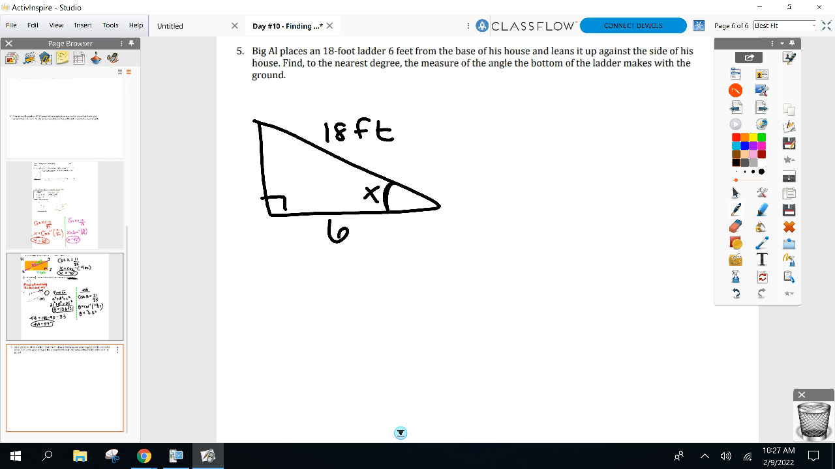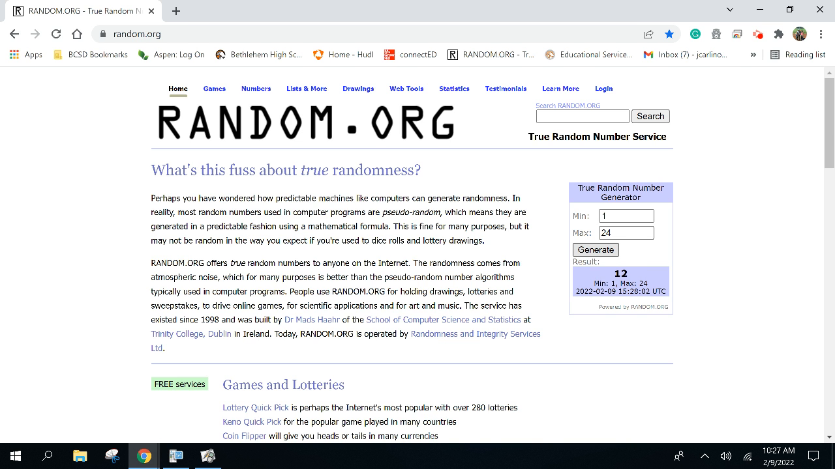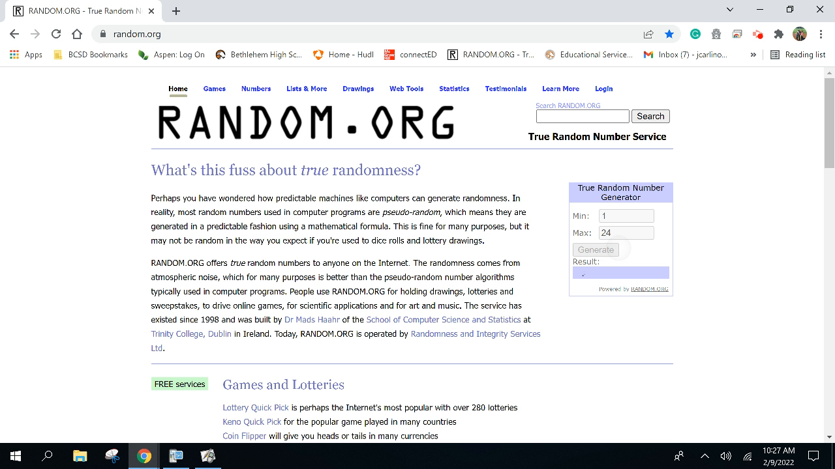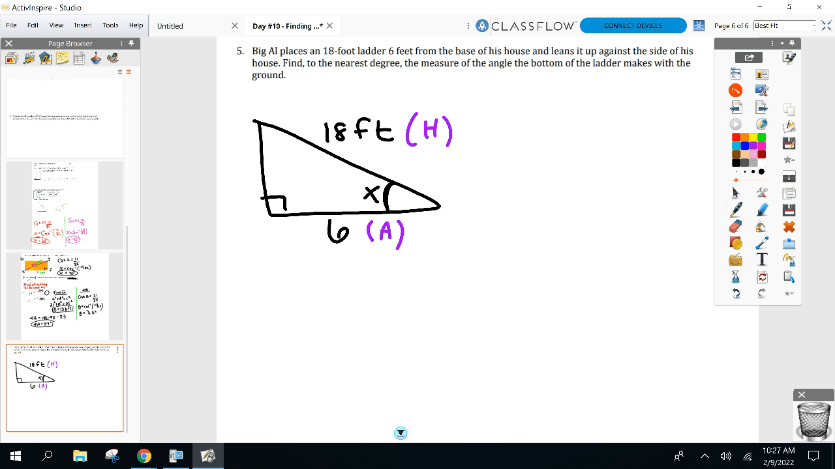All right, what sides were you given? Let's finish this strong. What sides do I have? You're given the hypotenuse and the adjacent. Nice work. And I'm allowed to use what ratio then? Cosine x equals 6 over 18. Let's do a little inverse cosine here.